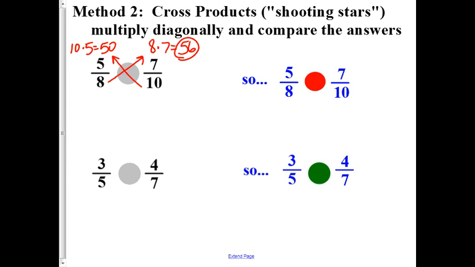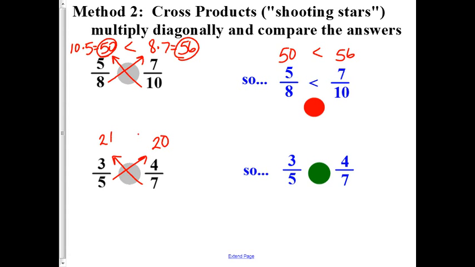When I compare those two cross products, 50 is less than 56, so I can just take that same symbol. Here are my cross products. I can take that same symbol and know that 5/8 then is less than 7/10. Looking at another example, 3/5 and 4/7. 7 times 3 is 21. 5 times 4 is 20. 21 is greater than 20, which means that 3/5 is greater than 4/7.